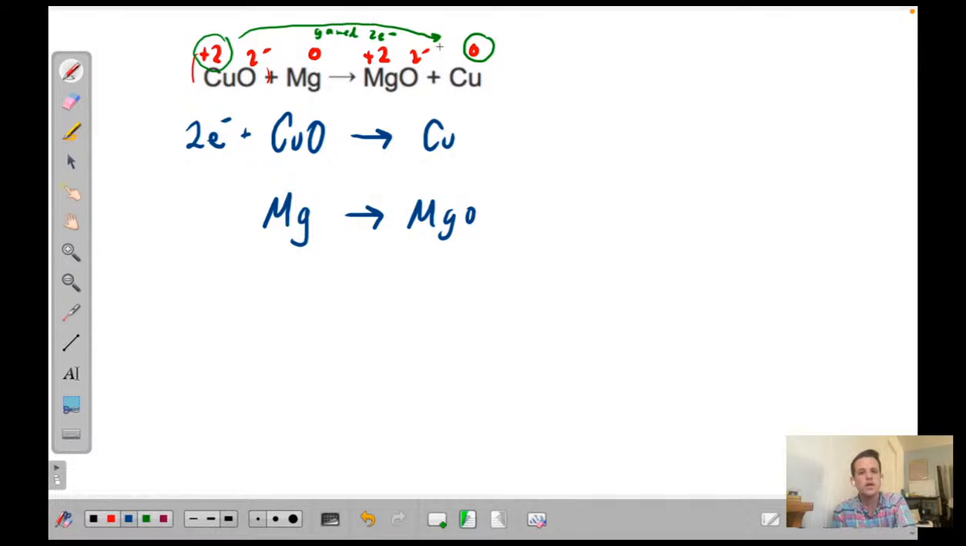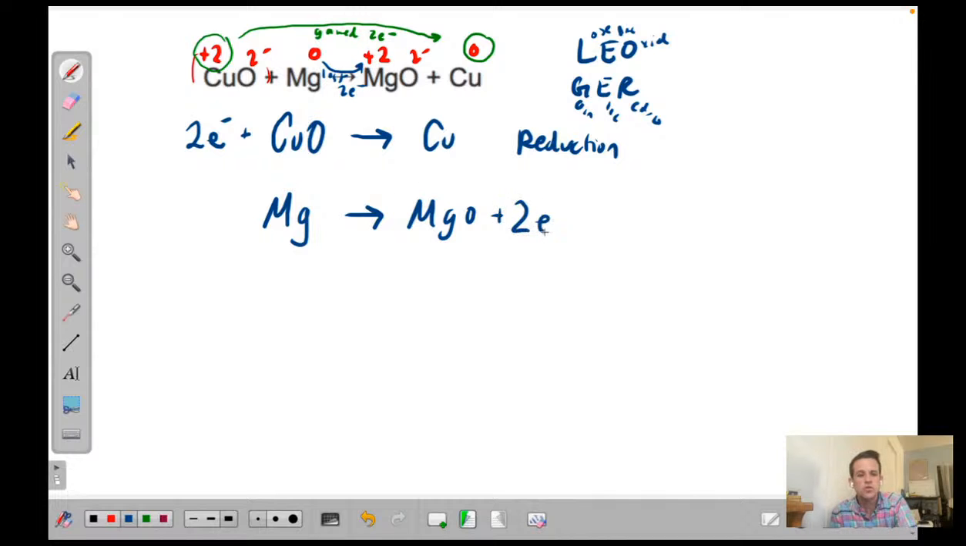And then here's the mnemonic: LEO says GER. When you lose electrons, that's oxidation. Lose electrons, oxidation. And when you gain electrons, that's reduction. Okay, so in this case, since we gained electrons, this would be our reduction reaction. And this one goes from 0 to +2. So this must have lost electrons. How else could you go up in charge if you didn't lose something negative? So when this is formed, those electrons are essentially released out into the world.